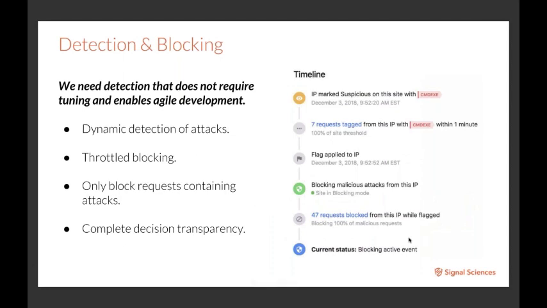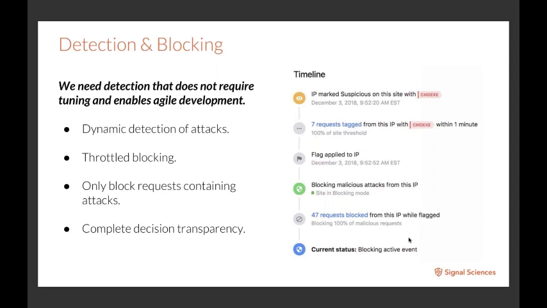So detection and blocking. We need detection that does not require tuning and enables agile development. So what does that mean? Dynamic detection of attacks, right? Doing away with these regular expression-based static signature type solutions, something that's more dynamic and doesn't require tuning.